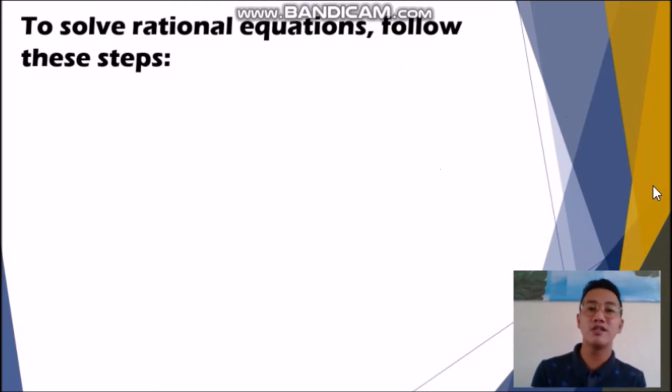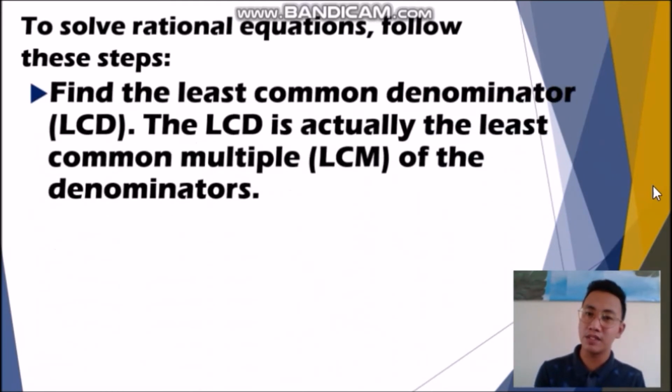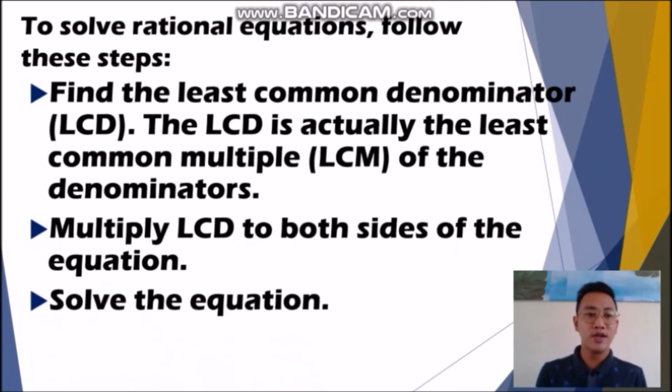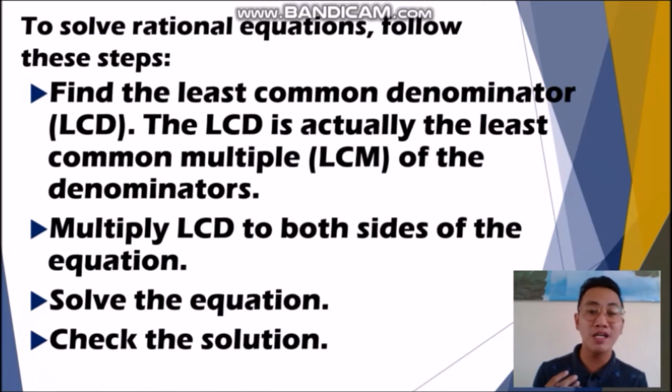Let's now solve rational equations, and let's follow these steps. The first one, find the least common denominator, or LCD. The LCD is actually the LCM of the denominators. Second, multiply the LCD to both sides of the equation. Third, solve the equation. When we say solve, we are going to find the value of x that will satisfy both sides of the equation. And for us to be assured of our answer, let's check the solution, or the value of x that we got.